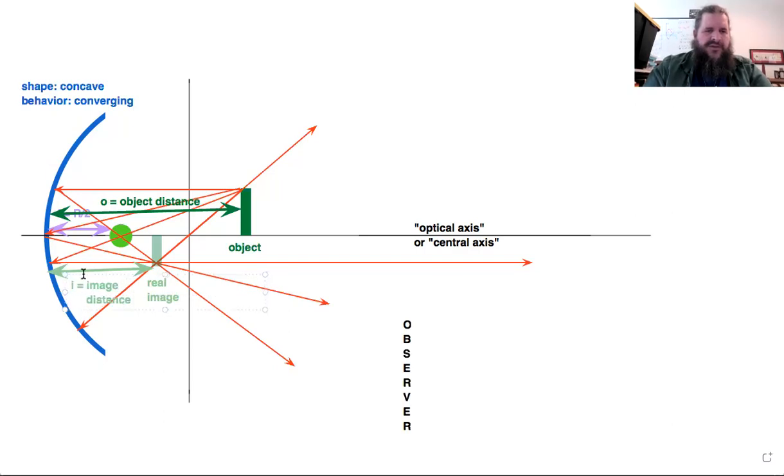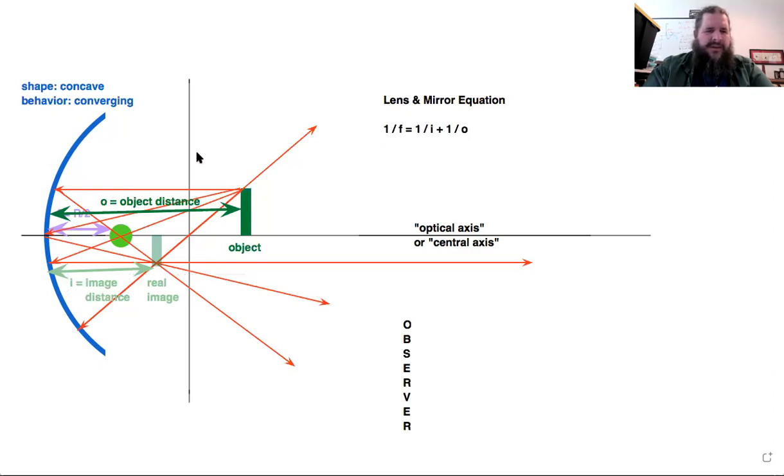And have you seen an equation describing how those are related to each other? It's the universal, we usually call it the thin lens equation, but it applies to both lenses and mirrors. Yeah, exactly. So the lens and mirror equation: 1 over F equals 1 over I plus 1 over O. So if we know any two of those, we can immediately find the third.